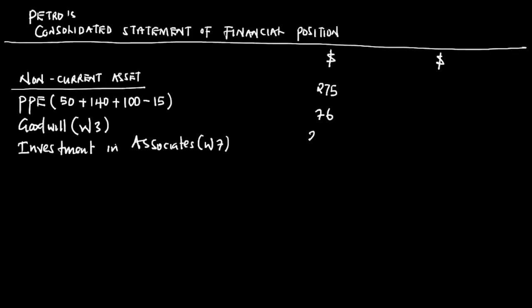So 261.2. Then you get a total 612.2. Okay, then we move to the current assets.